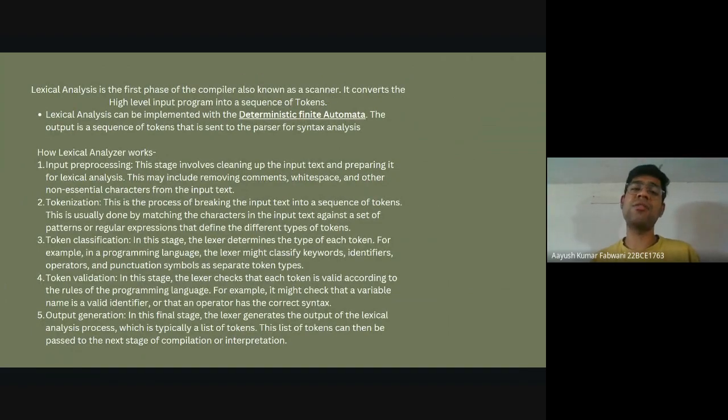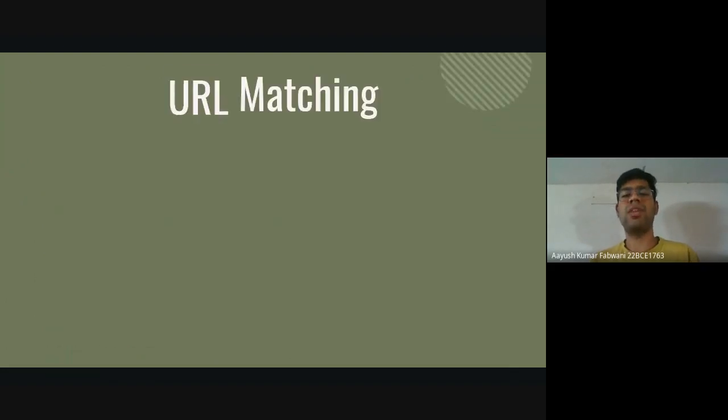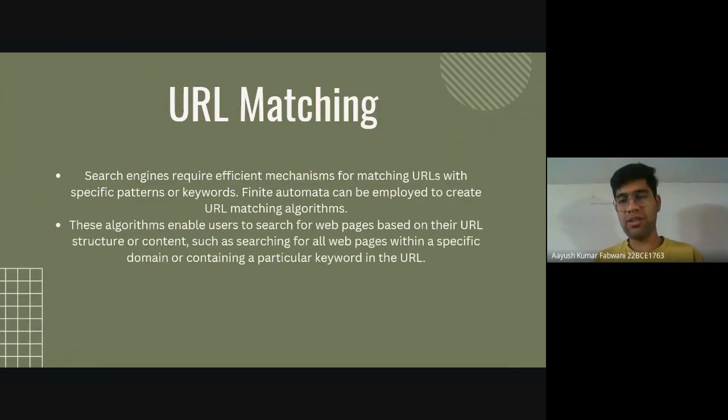And again, breaking down this lexical analysis can be implemented with deterministic finite automata. The output is a sequence of tokens that can be sent to the parser for syntax analysis, again which uses finite state automata. URL matching follows a strict pattern, is used with the help of regular expressions to match, and employs finite state automata in its matching heavily.